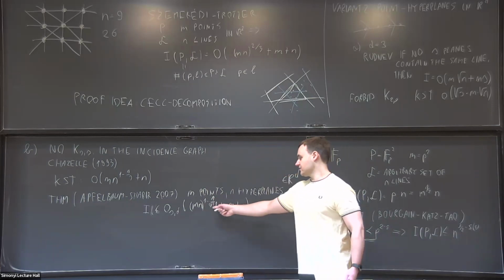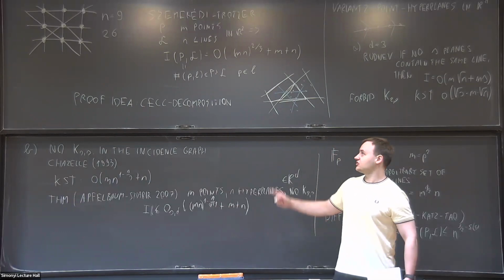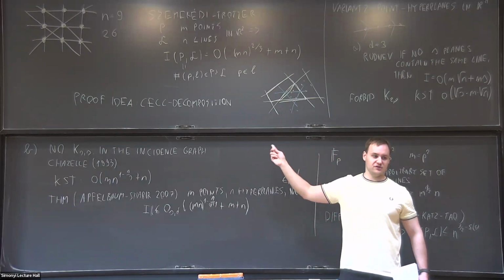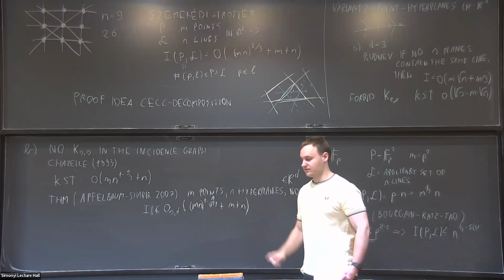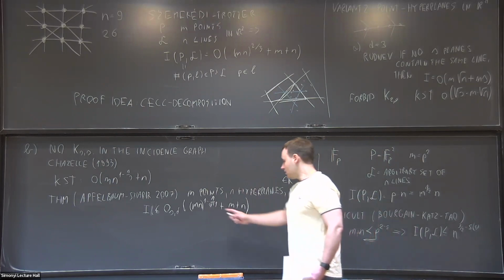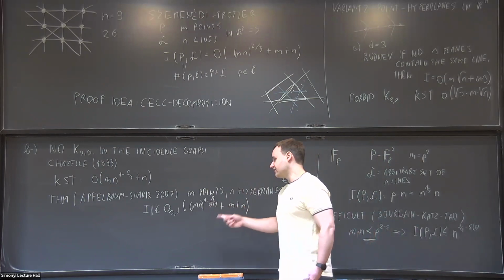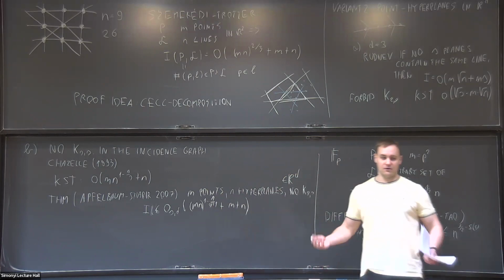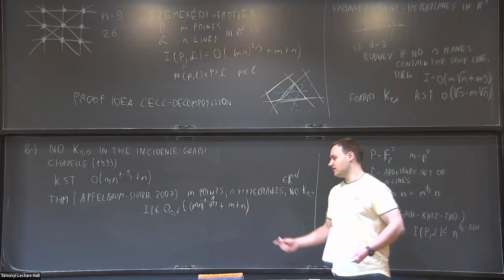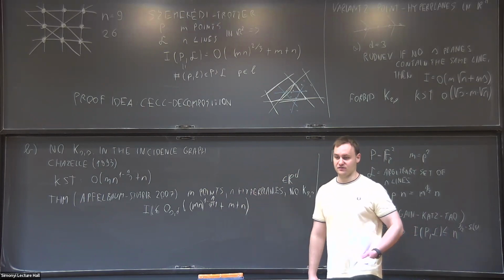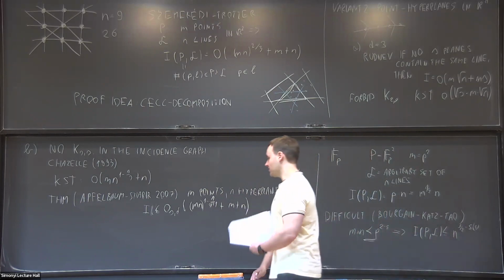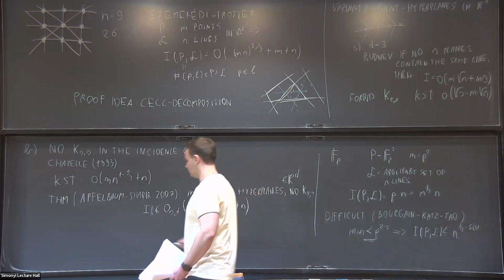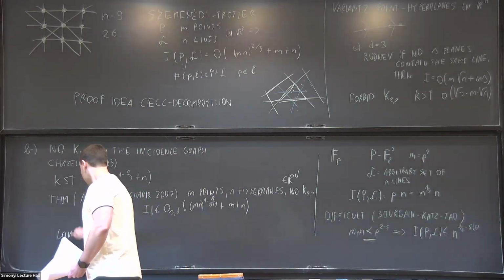When d is equal to 2, this just gives back the Szemerédi–Trotter theorem, so these two are equivalent. So in d equals 2, this bound is also sharp. However, when d is at least 3, it is no longer known whether this bound is sharp. And the best known lower bound, let me write this.